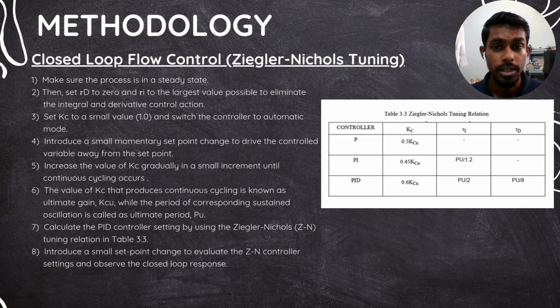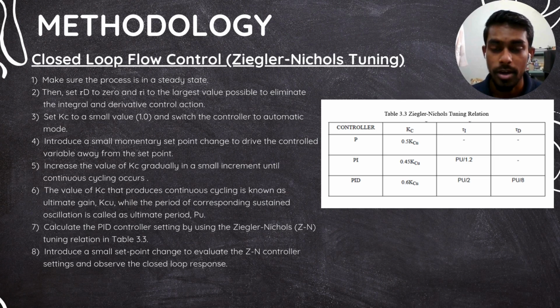Next, I will be explaining the methodology for closed-loop flow control, for which we will be using the Ziegler-Nichols tuning relations. First, we have to make sure the process is in a steady state. Then set tau D to 0 and tau I to the largest value possible to eliminate the integral and derivative control action. Then set Kc to a small value, for example 1.0, and switch the controller to automatic mode. Introduce a small momentary set point change to drive the control variable away from the set point.